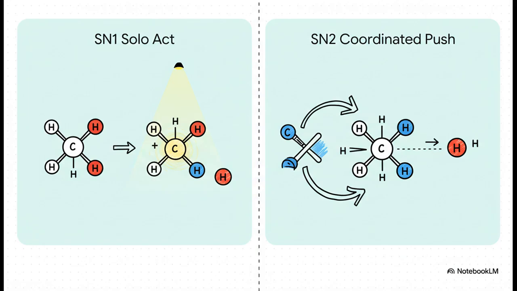On one side, you have SN1, which I like to call the solo act. It's a 2-step dance. The halogen leaves first, all by itself, and then the new group comes in to take its place. On the other side, you have SN2, the coordinated push. This is a one-step, all-at-once kind of deal. The new group comes in and pushes the old one out in a single, smooth motion. And this one difference, 1 step versus 2 steps, changes everything. It leads to totally different behaviors and requires different conditions to work.